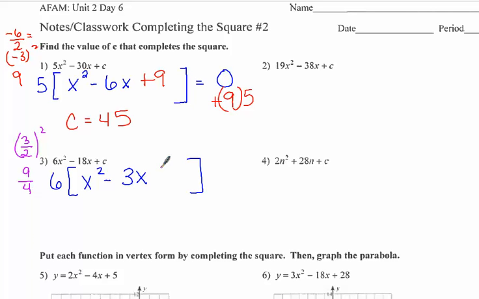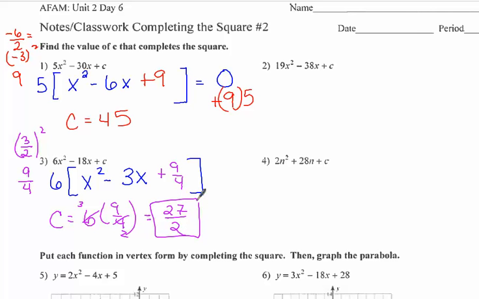So I would be adding 9/4 here, but really what I'm adding for my C value is 6 times 9/4. And I can reduce that. I can take a 2 out of both, and I end up with 27 halves. That's what I add to both sides. So what I want you guys to do now is try the other two, and we'll put up the answers in a second.